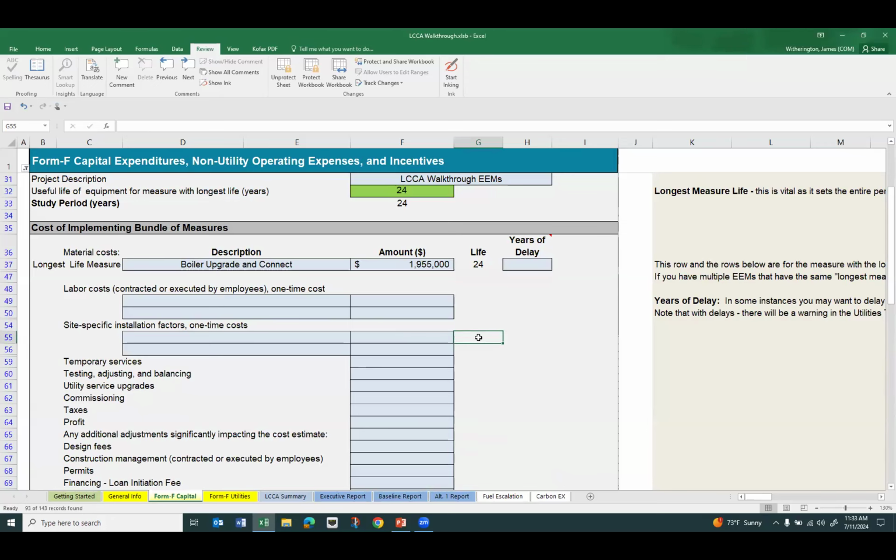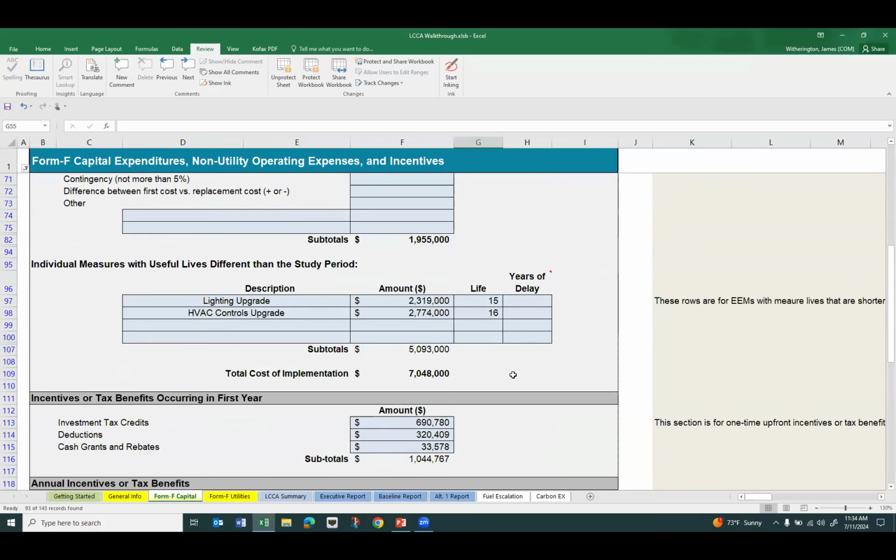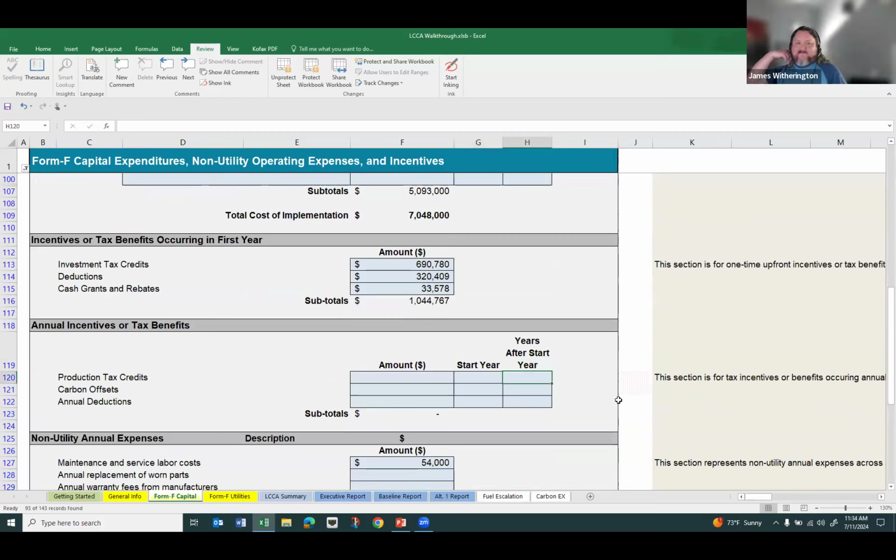The next question: is there a way to delay incentives? For example, a utility incentive may occur after a year of measurement and verification confirming savings, so it might be year 2 or 3. Or is the preference to put that in the first year regardless? Something you can do, and I apologize, I didn't go over this, so I really appreciate the question: with these annual incentives or tax benefits, you put the amount, the year that it starts, which is in year format, so 2025, 2026, et cetera, and then years after start year. So in this case, you can delay the incentives. You don't have to put it as an upfront one-off.